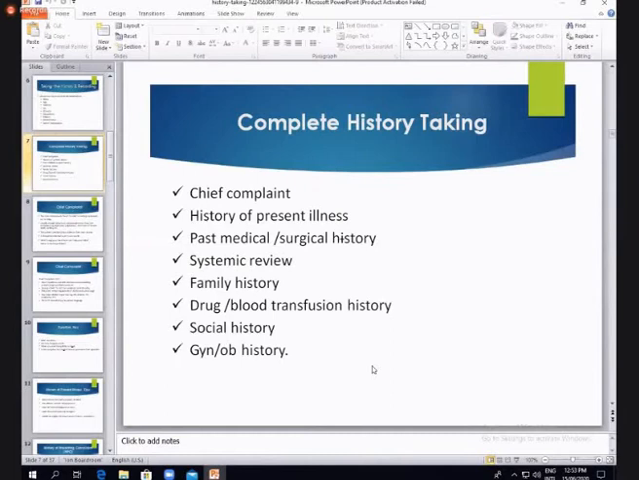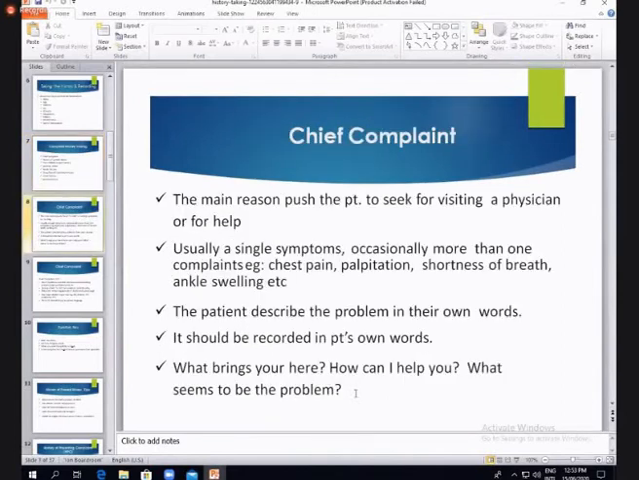The history of presenting complaint is the elaboration of the chief complaint. Then come the past medical and surgical history, systemic review, family history, drug history, blood transfusion history, and social history. And again, if you're dealing with a pregnant patient, you need to know the gynae and obs history of the patient. So we are not going to go into the gynae obs history. We are going to go through the very basic component, that is the chief complaint.